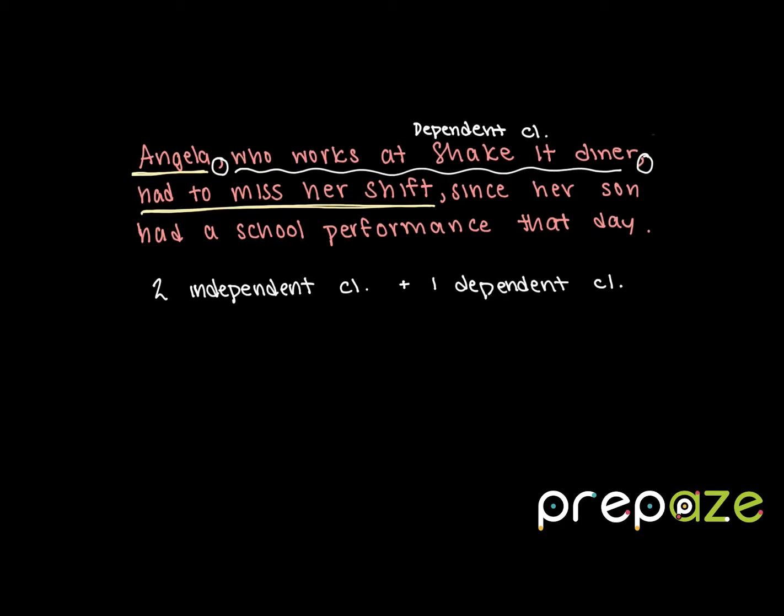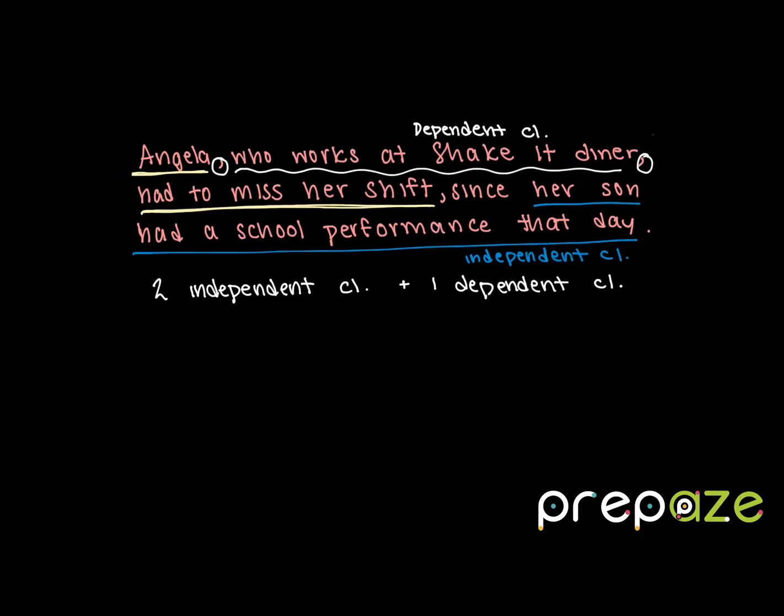So finally, we need to find our third independent clause. So if we look at the rest of the sentence, we have, ignoring this combining word, her son had a school performance that day. Now that works by itself as a sentence. So her son had a school performance that day is our next independent clause.